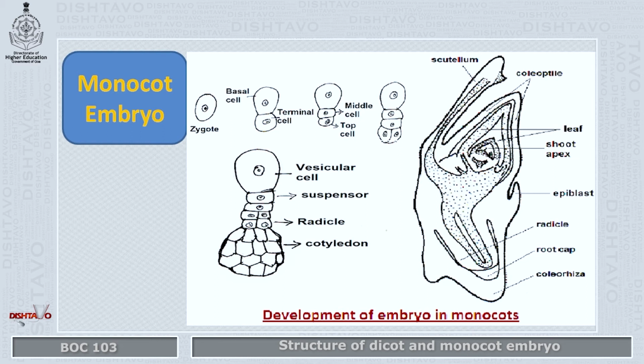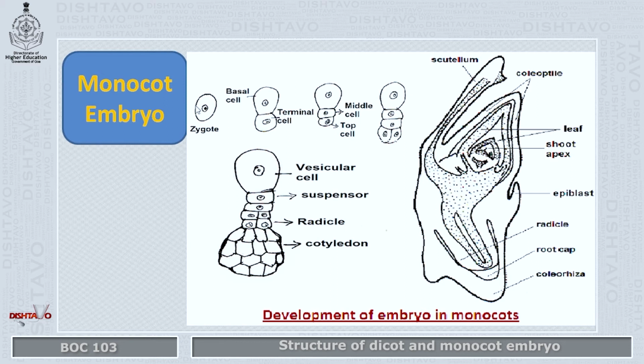Now, the monocot embryo. The difference between the monocot embryo and the dicot embryo is that in the monocot embryo, there is a single cotyledon present, and in the case of a dicot embryo, there are two cotyledons present. And this cotyledon in the monocots is present on the lateral side of the embryonal axis. Let us see a few developmental stages in brief of the monocot embryo.